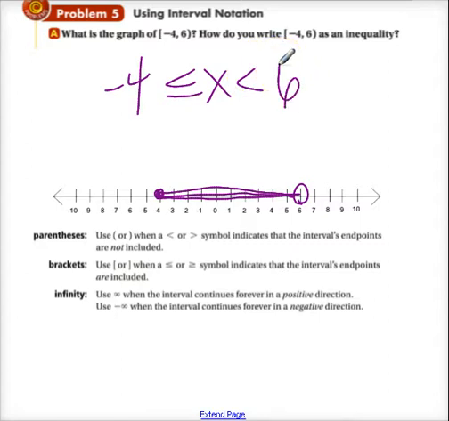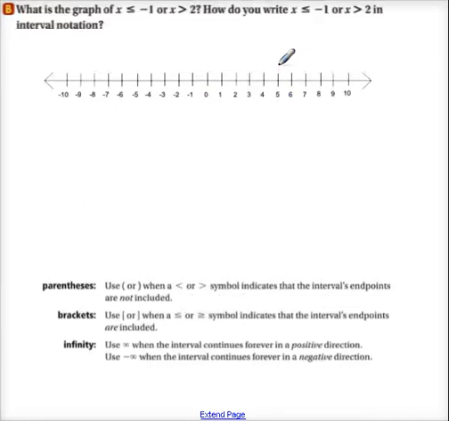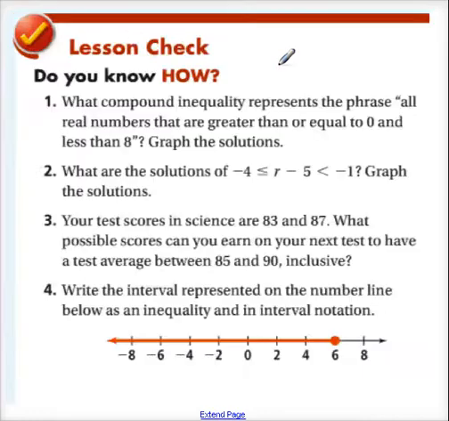So we'll practice with that more back in class. I'm going to bring us to our lesson check. Try your best on 1 through 4. I want to see your attempt, and I really want to see your notes.